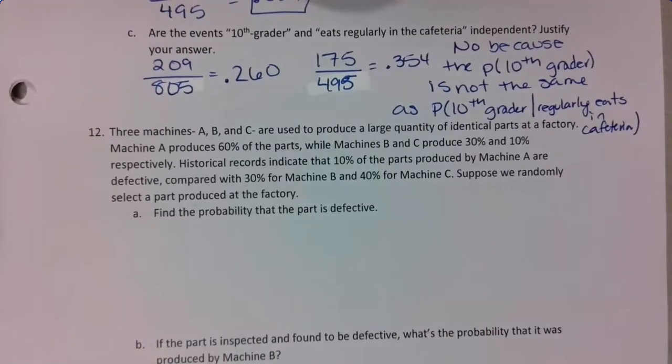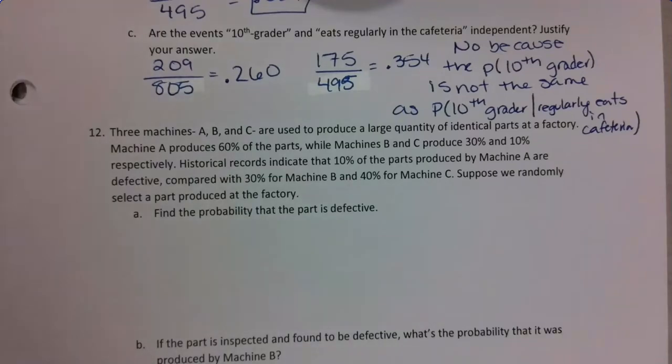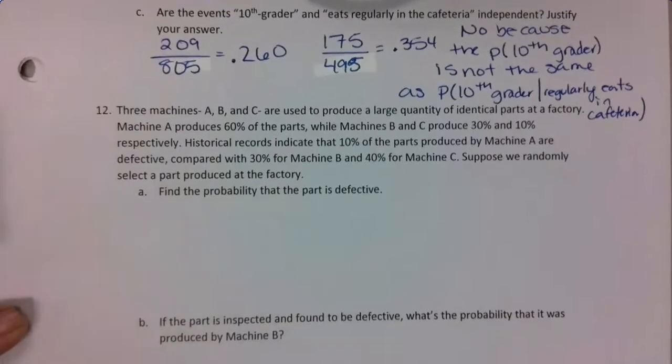Okay. Number 12 says 3 machines A, B, and C are used to produce a large quantity of identical parts at a factory. Machine A produces 60% of the parts. B and C produce 30 and 10% respectively. Historical records indicate that 10% of the parts produced by machine A are defective, compared with 30% for B and 40% for C. So suppose we randomly select a part produced at the factory, find the probability that the part is defective.